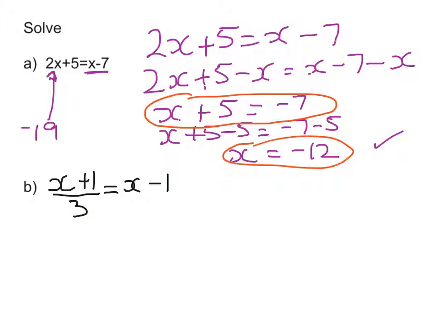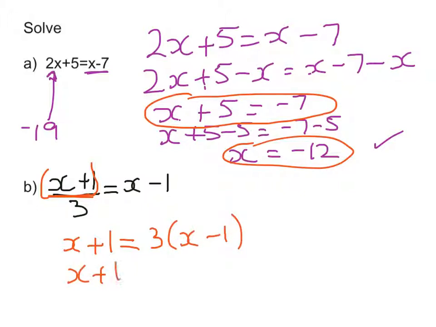x plus 1 divided by 3 is equal to x minus 1. Well, there's an invisible bracket around there. Our denominator sign acts as brackets. So the first step here is to multiply left and right hand sides by 3. So x plus 1 is equal to 3, x minus 1. x plus 1 equals 3x minus 3.